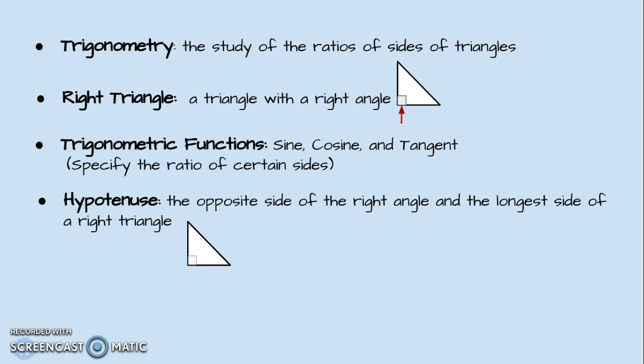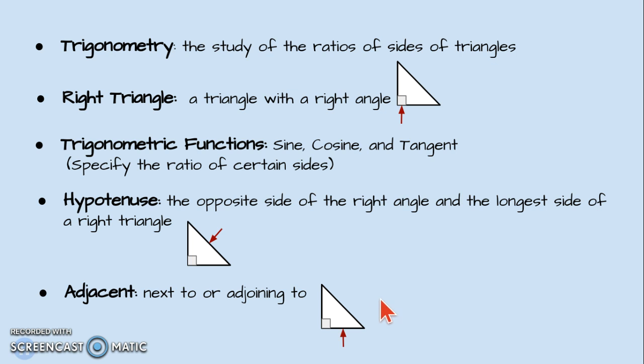Then we have hypotenuse, and hypotenuse is the opposite side of the right angle and the longest side of a right triangle. And finally we have adjacent, and the definition of adjacent is next to or adjoining to. In this triangle, the side adjacent to this right angle would be this side right here.